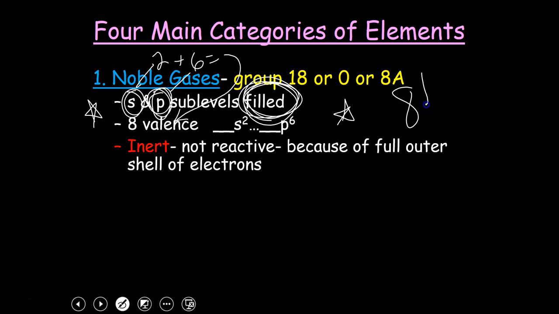So 8 is great, unless you're helium, then 2 is just fine. And because their outer shell is filled to capacity, they're inert. They don't react with anything because they don't need anybody. They have all the electrons they want. So they get their own special group.